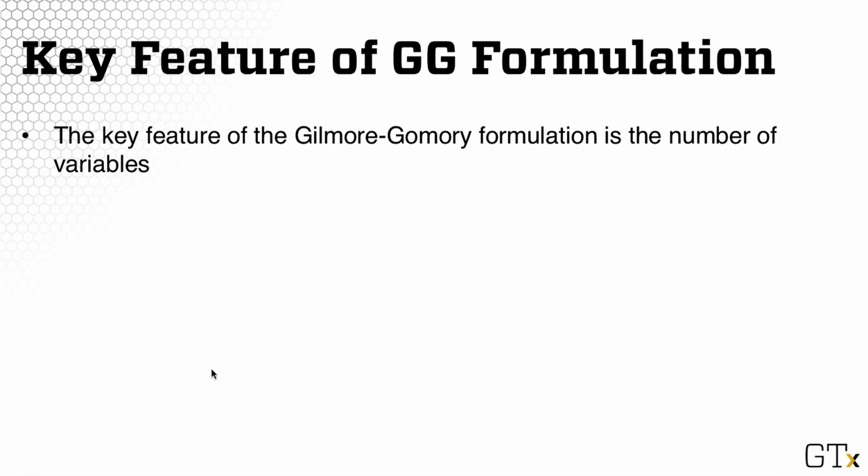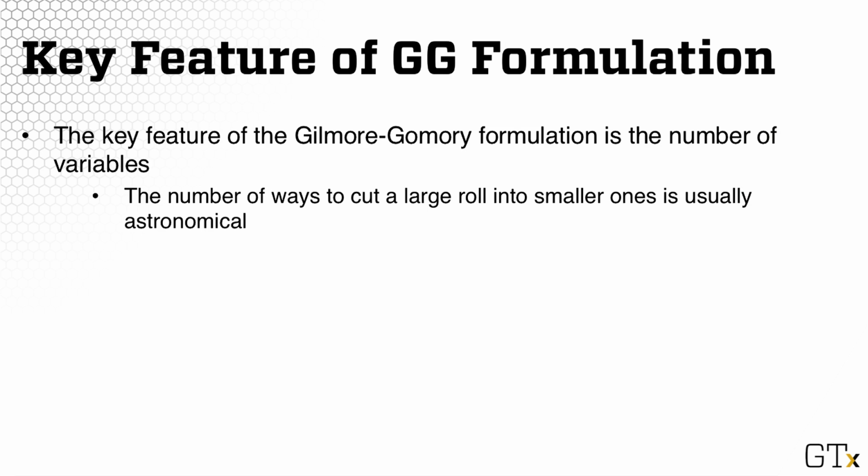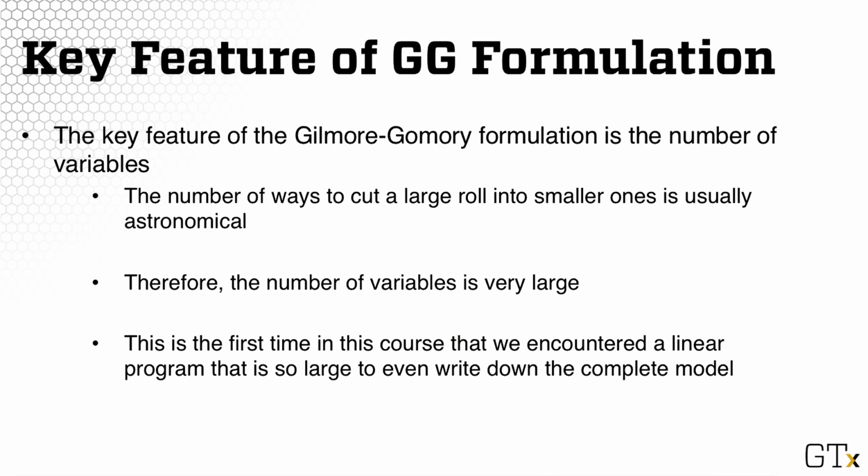All right, so the key feature of this formulation is the number of variables. The number of ways to cut a large row is big, and that means the number of variables is also very big. This is the first time in this course that we encounter a linear program so big that we cannot even write down the entire model. Think about n being 1,000,000. Then how do you even write down the entire linear programming matrix? That takes a tremendous amount of storage, and it can very easily run out of hard disk space in a computer. But we still want to solve this problem. So that's exactly the challenge.